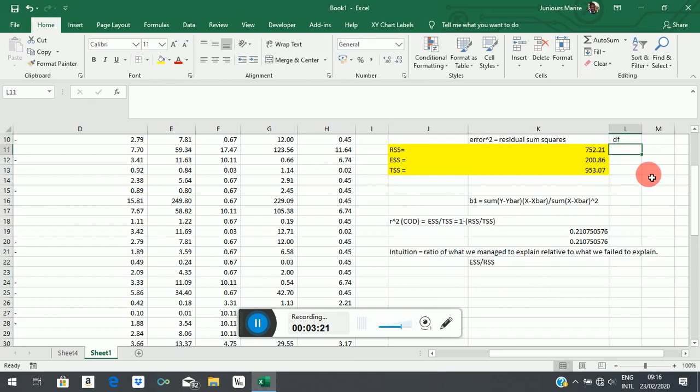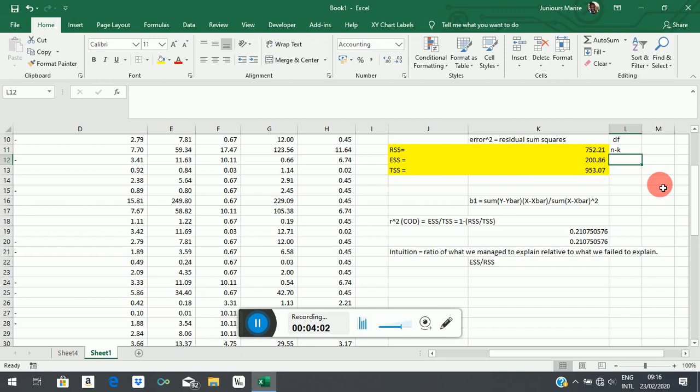Now, what we failed to explain, here's the following degrees of freedom: the sample size minus the estimated coefficients we used to generate the explanation. The estimated coefficients were only 2, so that's n minus 2. So in general terms it will be n minus k, where k is the number of estimated coefficients.